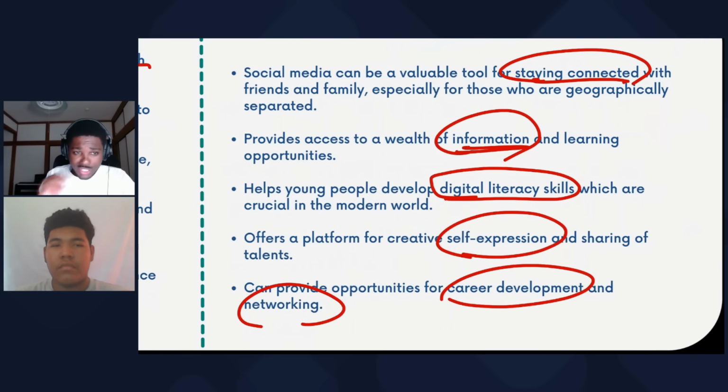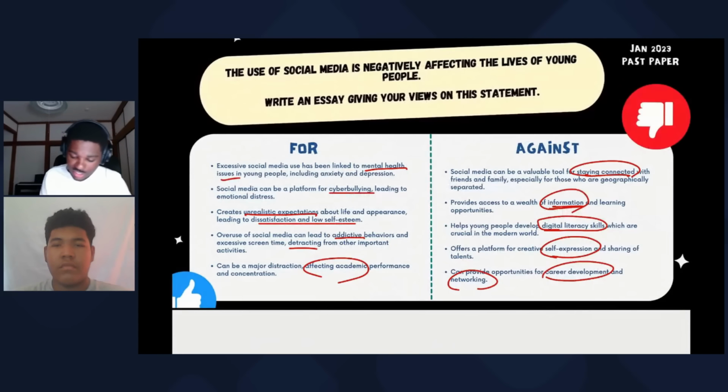So you could just write the little points in the circle here, or you could flesh out the idea a little bit more. And then, based on the points that you would have come up with for and against, you would choose the side that seems stronger, the side that has the better points.